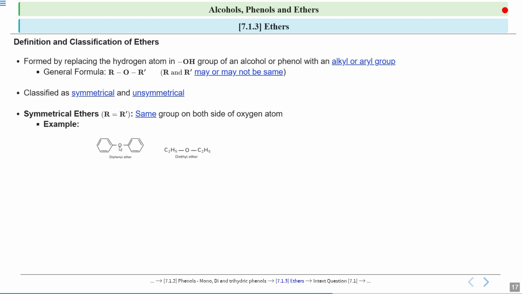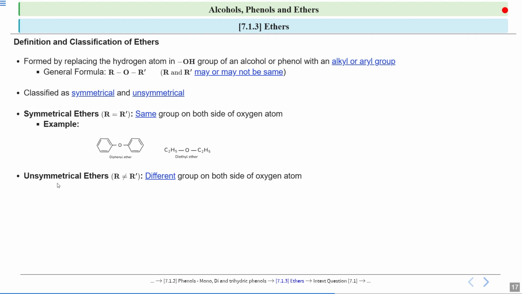For example, we have oxygen attached to 2 R groups, both R the same: a benzene ring and a benzene ring. The name is diphenyl ether, because both are the same benzene ring attached at both sides of the oxygen atom, so we consider this a symmetrical ether. Another example is diethyl ether, where oxygen is attached to 2 ethyl groups, right? Both are the same, so this is diethyl ether, a symmetrical ether.